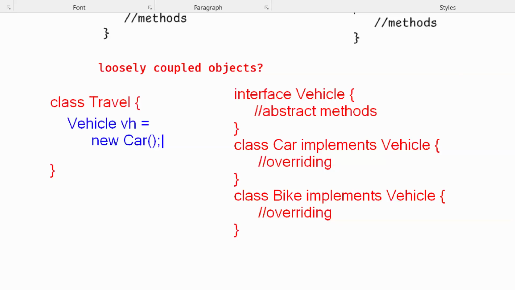Now tell me, travel object is what object? Dependent object. Who is its dependency object now? Car object. Suppose in future, the travel object wants to change its dependency object from car to bike. Then tell me, are code changes required in the travel object or not?